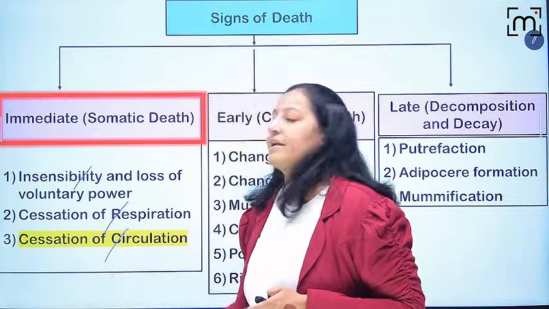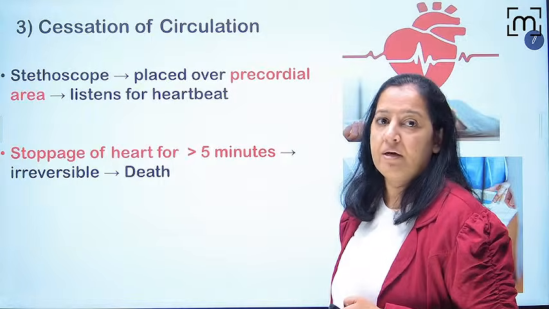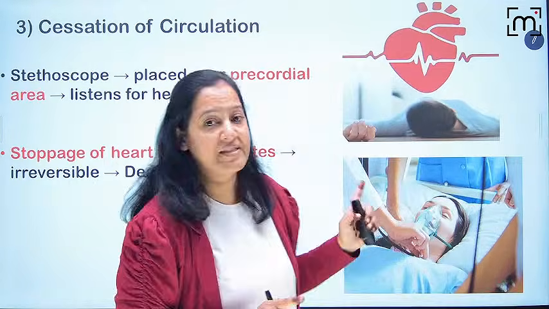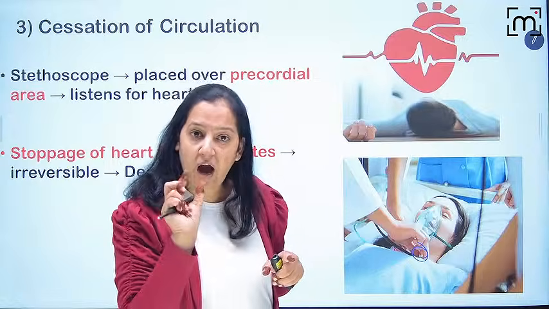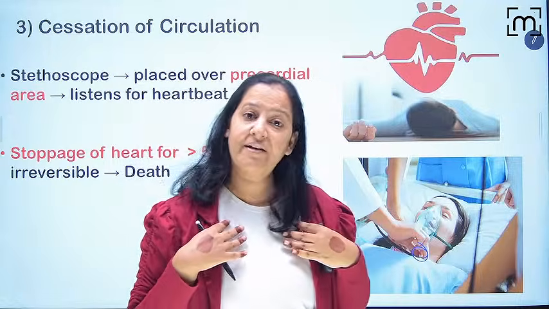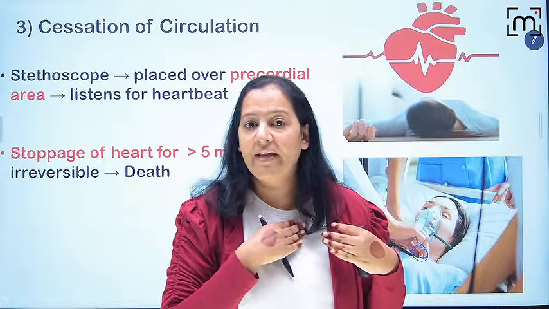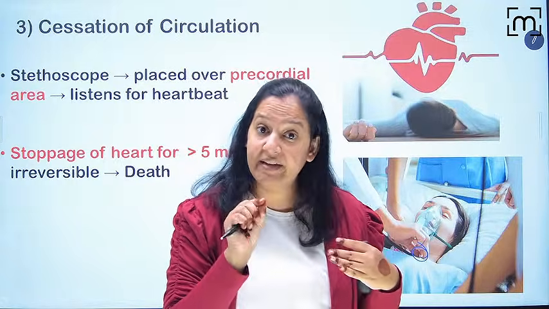And third, cessation of circulation. Coming on cessation of circulation. We have to hear with the stethoscope on the precordial area. Over the lungs, we hear the respiratory sound. And on the precordial area, a little bit on the left side, we can hear the heart sound.